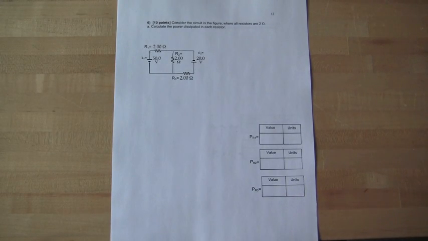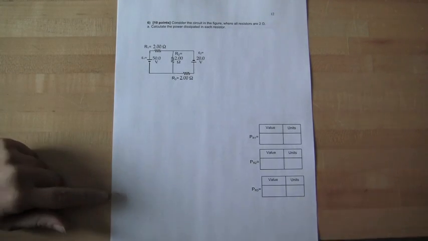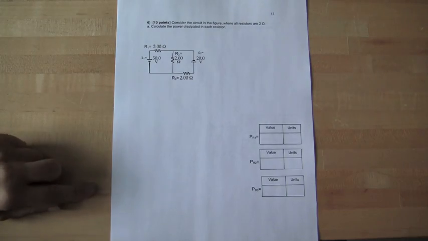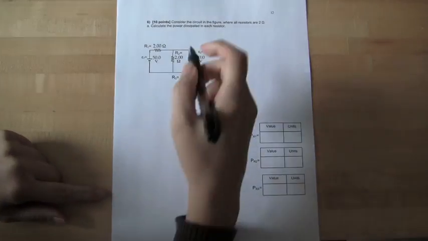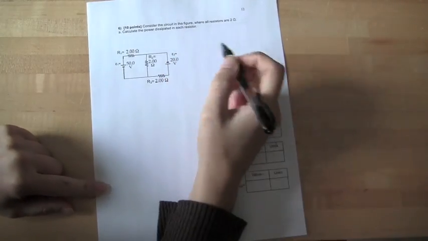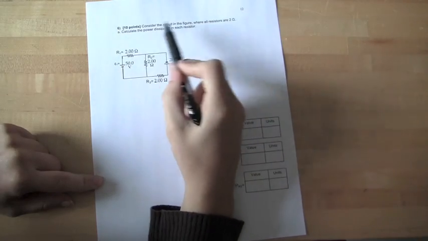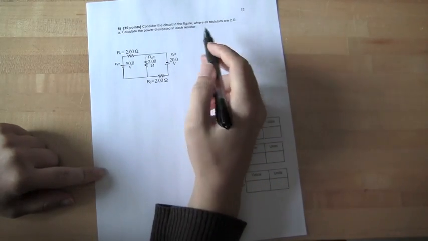Okay, here's problem 6 from the October 2007 exam. And I'm doing this one because it's got 2 batteries in it. So it says, consider the circuit in the figure where all the resistors are 2 ohms. Calculate the power dissipated in each resistor.